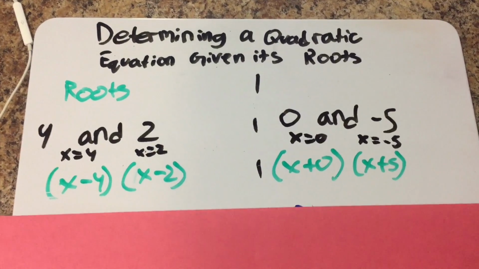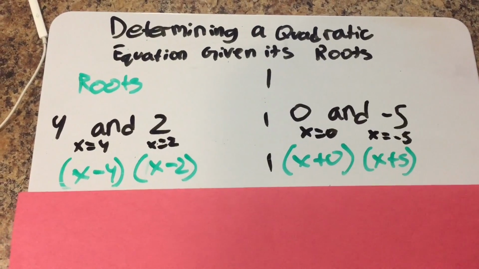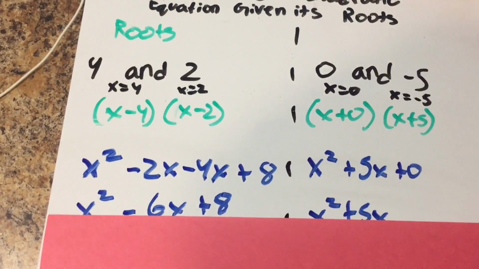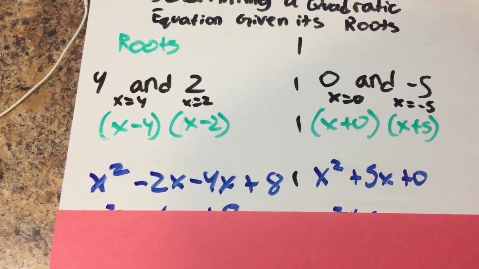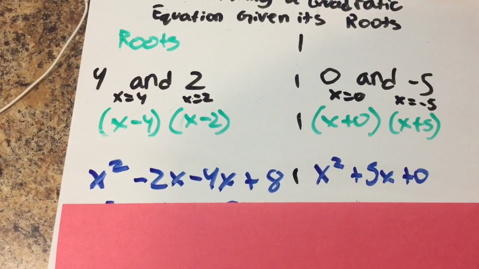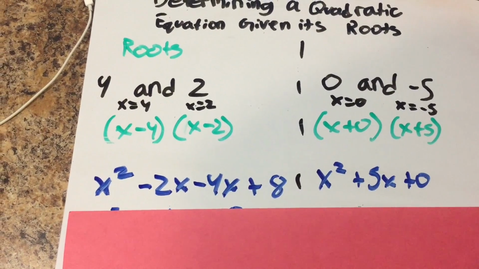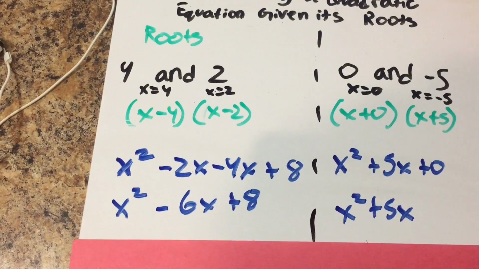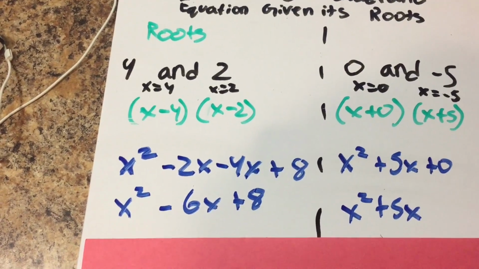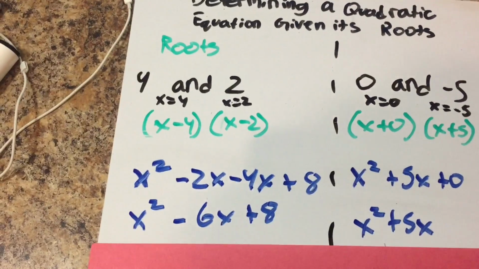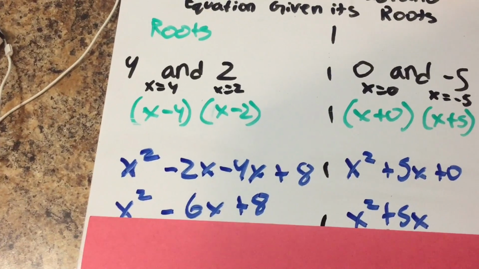So now you solve this. You multiply your two brackets together and get a quadratic equation. So x times x gives you x squared, x times negative 2 gives you negative 2x, negative 4 times x gives you negative 4x, negative 4 times negative 2 gives you 8. Now you put negative 2x and negative 4x together, which gives you x squared minus 6x plus 8. So this is how you turn your two roots, 4 and 2, into a quadratic equation.